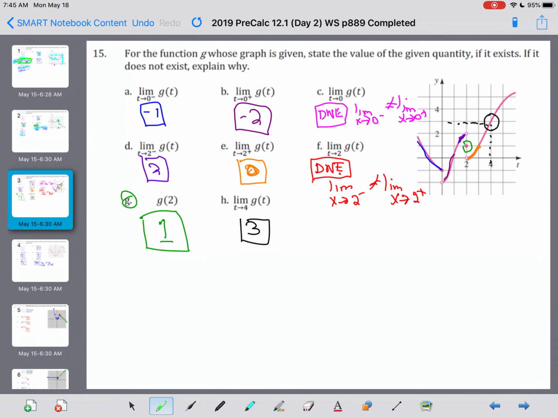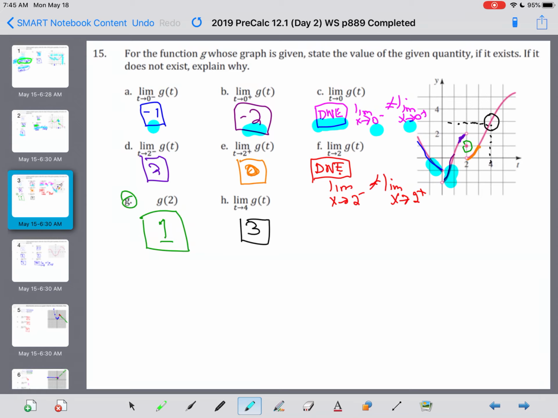Continuing here, okay, approaching 0 from the left is right here. That gives me -1. Approaching from the right gives me -2. So that means the limit does not exist because the limits from both sides are not equal.